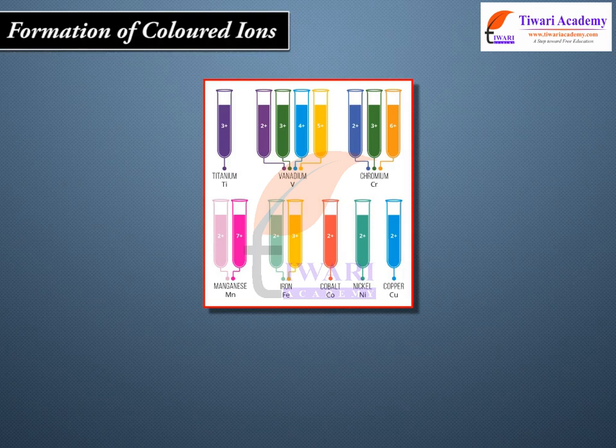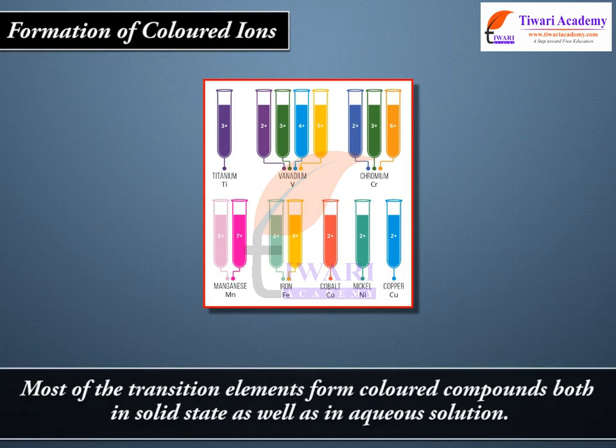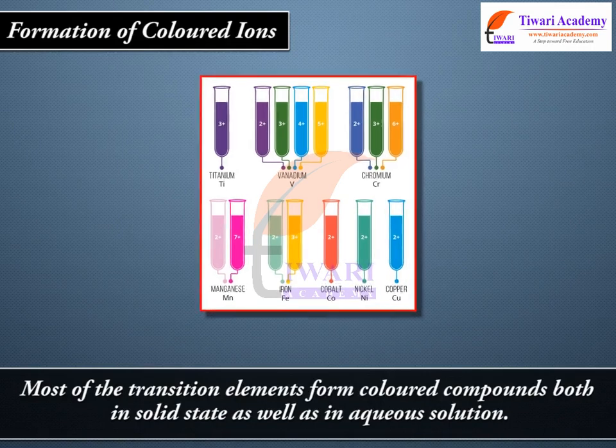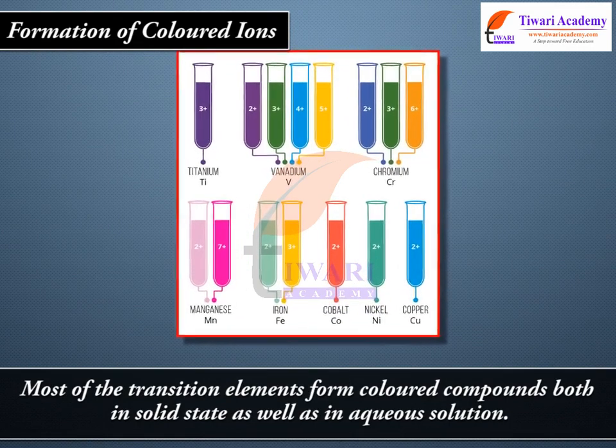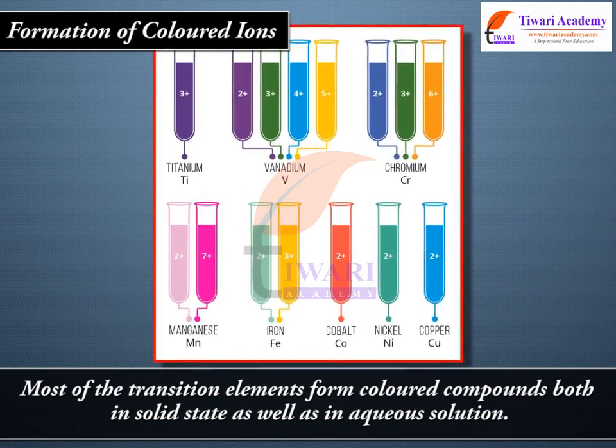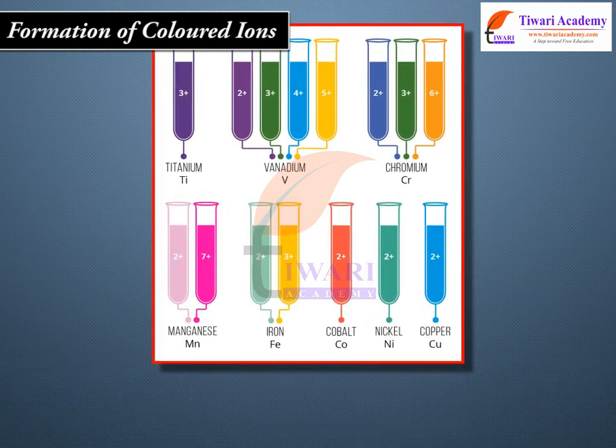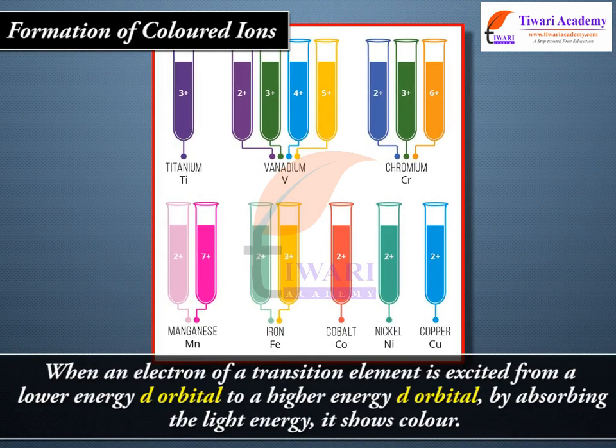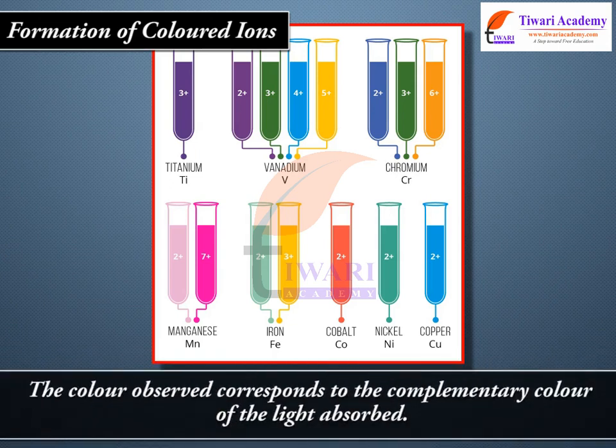Formation of colored ions. Most of the transition elements form colored compounds both in solid state as well as in aqueous solution. When an electron of a transition element is excited from a lower energy d orbital to a higher energy d orbital by absorbing light energy, it shows color. The color observed corresponds to the complementary color of the light absorbed.